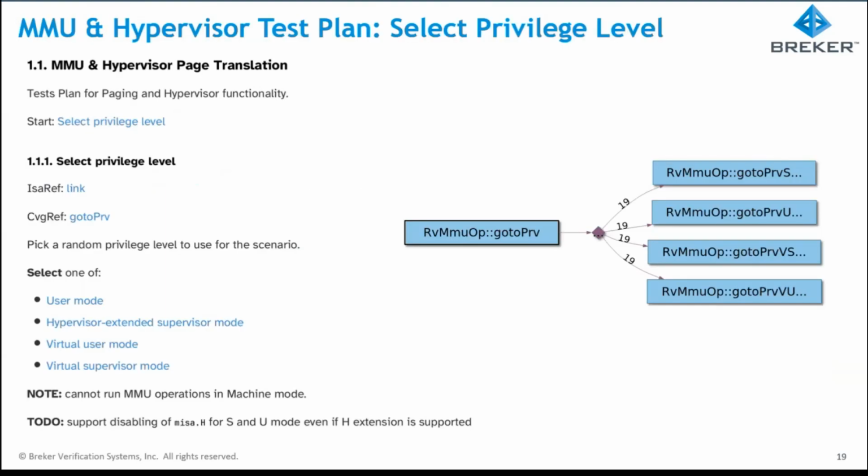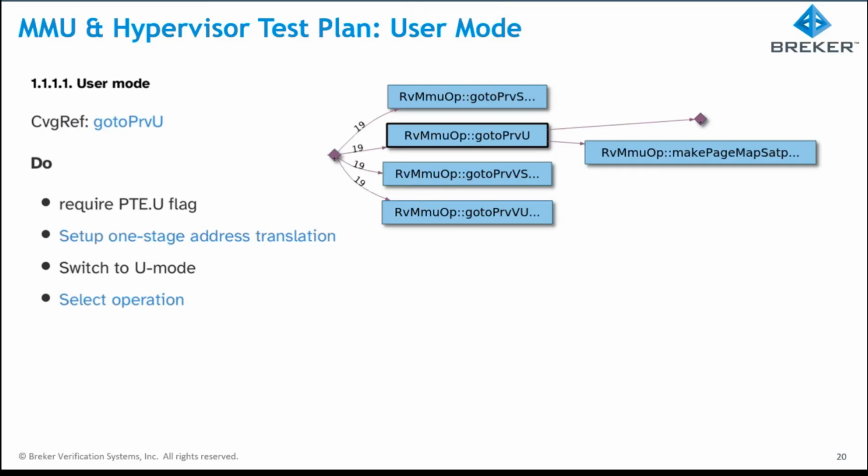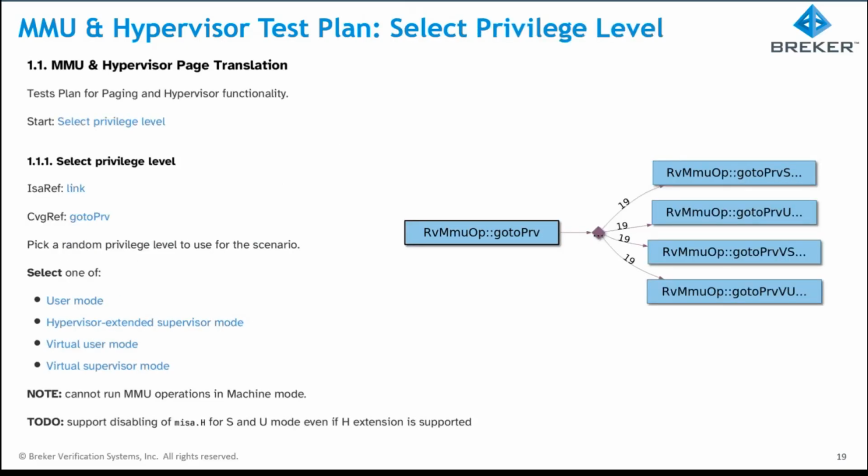So what does a test plan look like? What I want to do is step through just a part of this verification plan that we make use of within the Breker technology to actually do some of this testing. The first thing we want to do in RISC-V is select what they call a privilege level. There are a number of different privilege levels, user modes, and so on, which we want to set up correctly so that we can do the memory management operations that we need to.